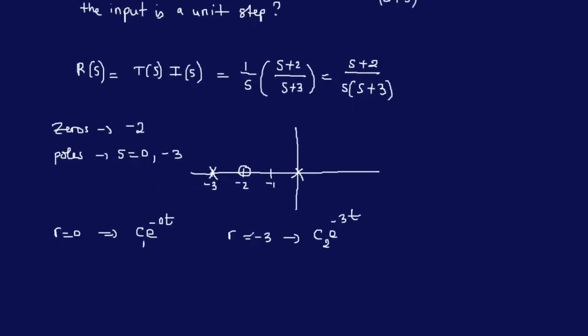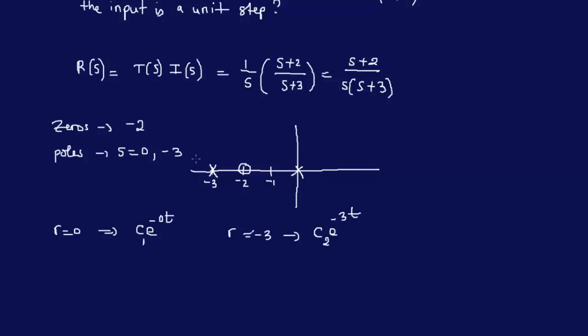in relation to this, the time response would be little r of t, the sum of that. So this is 0, so e to the power 0 is going to be 1, so we only have c1 plus c2 e to the power minus 3t. And that's about it. This is the total response.